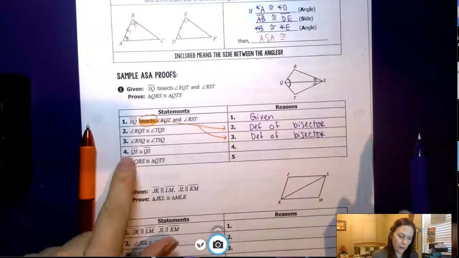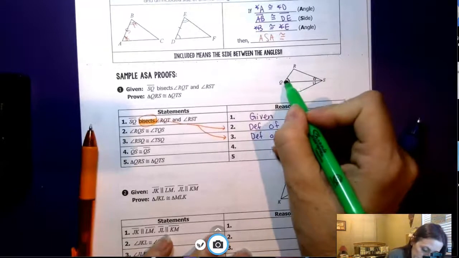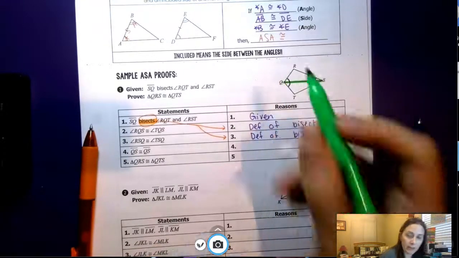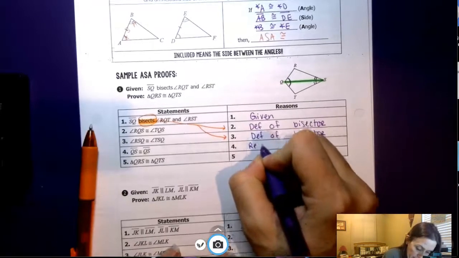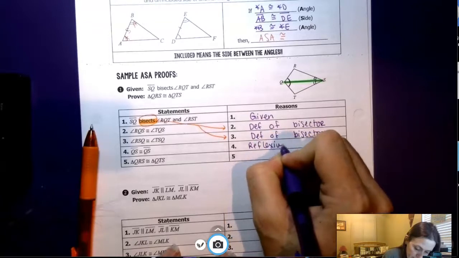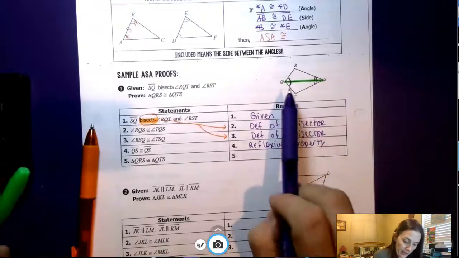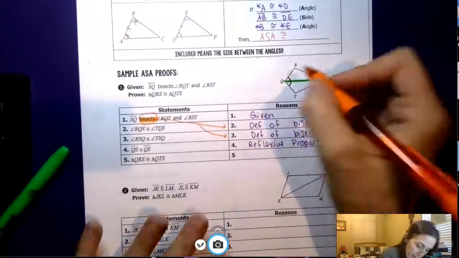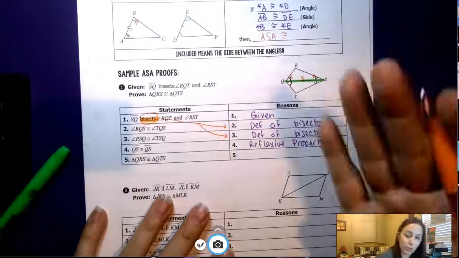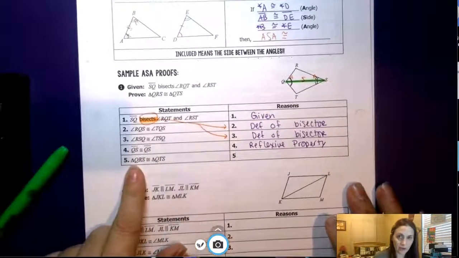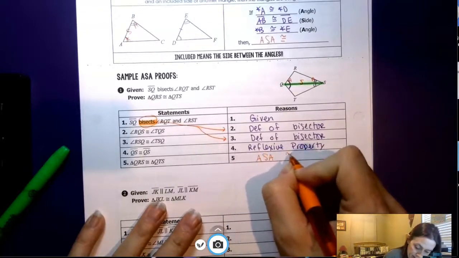Now, QS is equal to itself. QS right here is equal to QS. When can I say something equals itself? When it looks in a mirror. So this is my reflexive property. So now if I have this angle right here, this side right here, and this angle right here, do I have enough information to say these two triangles are congruent? And yes, I do. Angle, side, angle, congruence.